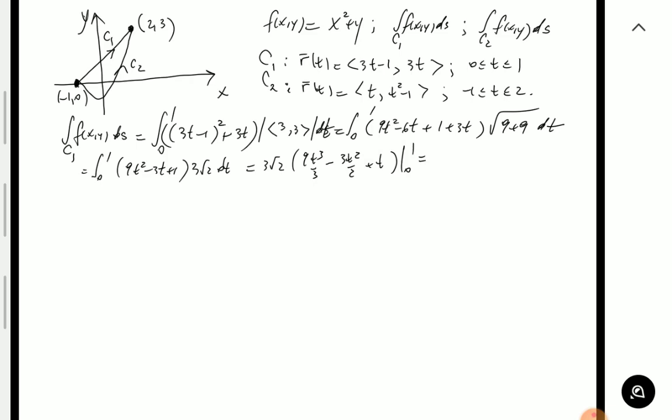So let's see what we get. 3 root 2, plug in 1, so that's 3 minus 3 over 2 plus 1. Let's see, we're going to multiply by 2. 6 minus 3, that's 3, plus 2, that's 5 over 2, so 15 root 2 over 2, which is approximately equal to 10.6.